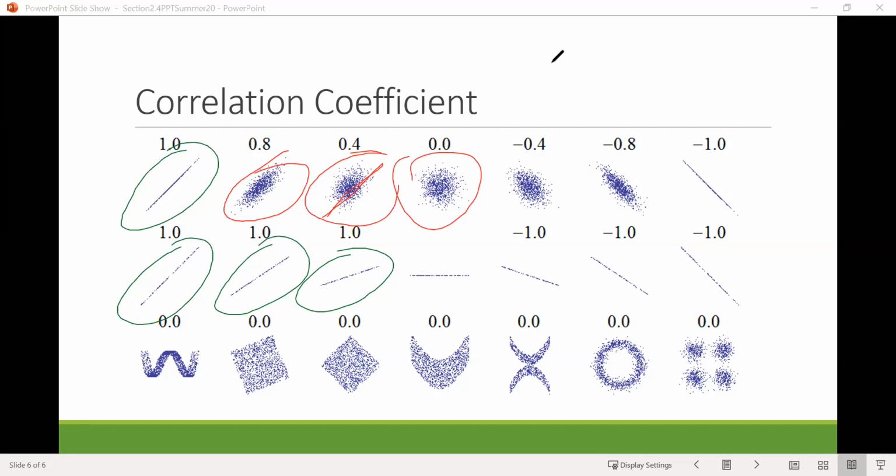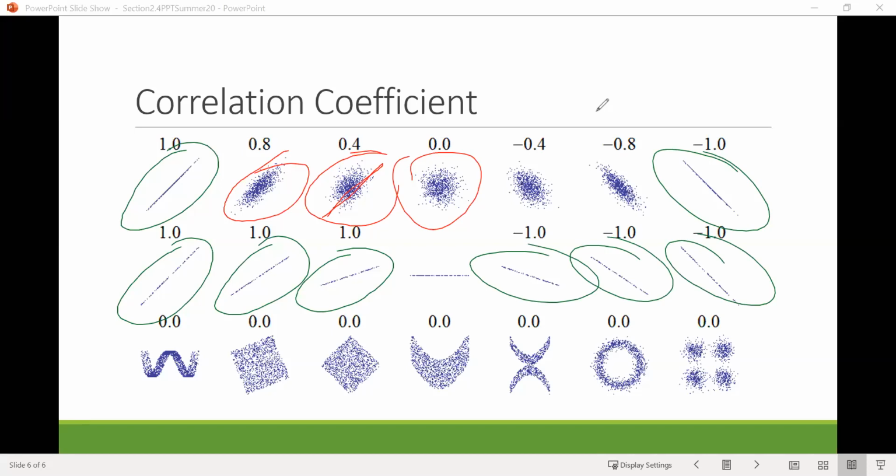But then as we go to the negative side, first of all, notice here at -1, for those values of R, the data again forms a perfectly straight line. And then it's negative, which means it's sloping down. At -0.8, it still kind of looks like a line. Not totally, but we can see that it's sloping down. And then at -0.4, we're starting to lose that linear shape, but we can still see that it is sloping down.